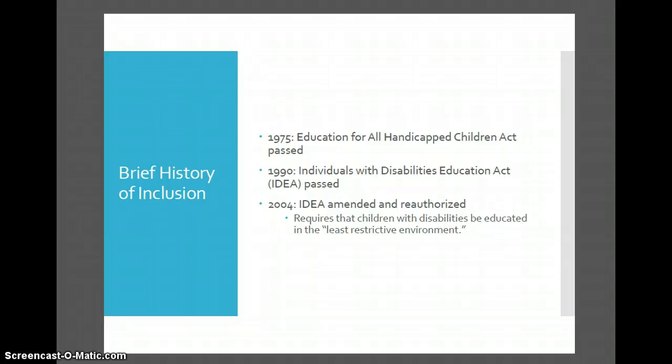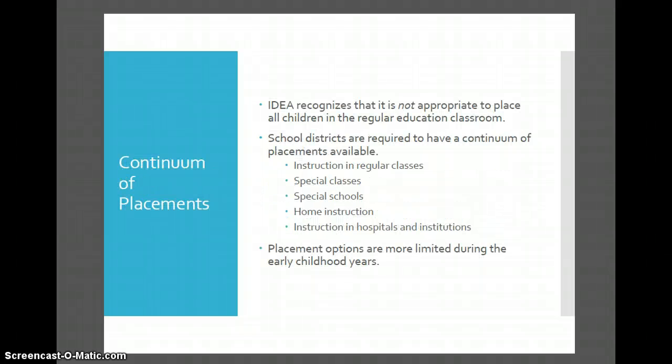still learn successfully. So I want to talk about that a little bit more on this next slide here. Having the least restrictive environment means that any school district must have a continuum of placements that is available. So we want a child to be able to learn typically, but IDEA recognizes that it's not always appropriate to place all children in the regular education classroom, right? We know that some children have needs that are too significant. They can't learn successfully in a regular education classroom with no additional support. And that's where this continuum of placements comes in. So school districts are required to have a continuum of placements available.